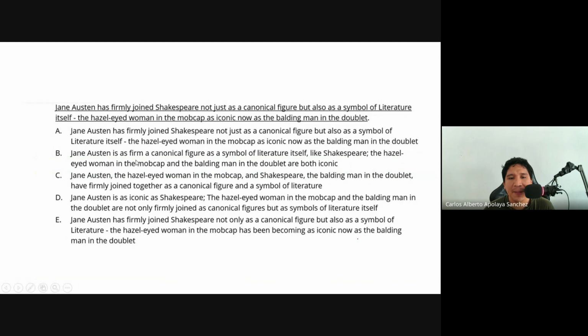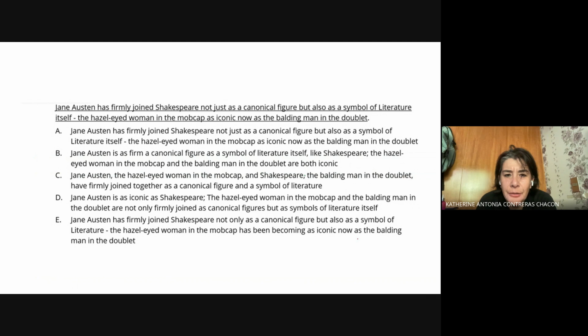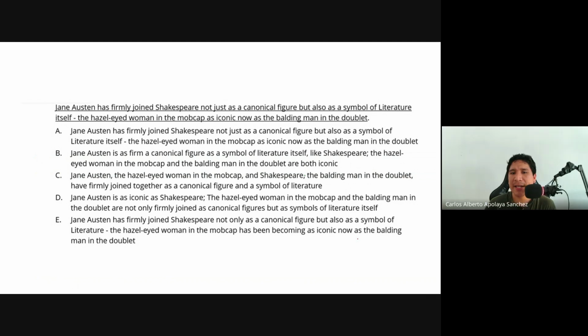For example, look at this. Jane Austen is affirmed a canonical figure as a symbol of literature itself, like Shakespeare. Am I comparing? Am I comparing Jane Austen as a symbol of literature like Shakespeare? I don't know. Who is a symbol of literature itself? It says Jane Austen is affirmed a canonical figure as a symbol of literature itself, like Shakespeare. Am I comparing?